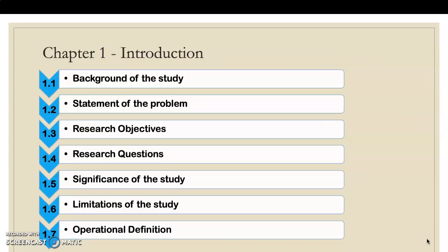So remember, I talked about the three chapters just now: introduction, literature review, and methodology. The first chapter is to introduce the topic. So in chapter 1, the introduction chapter, you have the background of the study, statement of the problem, research objectives, research questions, significance of the study, limitations of the study, and operational definition.